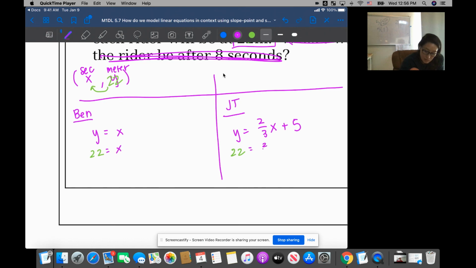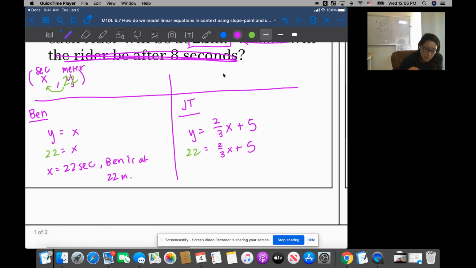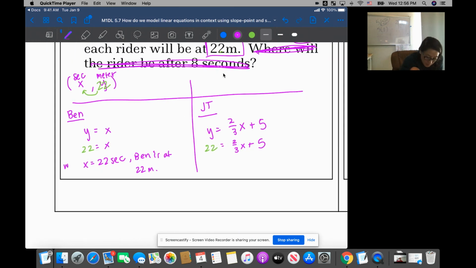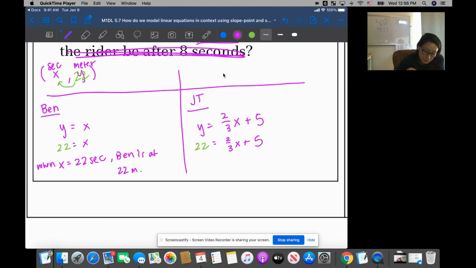And then Ben's is easy because we don't have to solve for anything. So it says that when x is equal to 22 seconds, Ben is at 22 meters. Okay, so when the time is 22 seconds, Ben is at 22 meters.